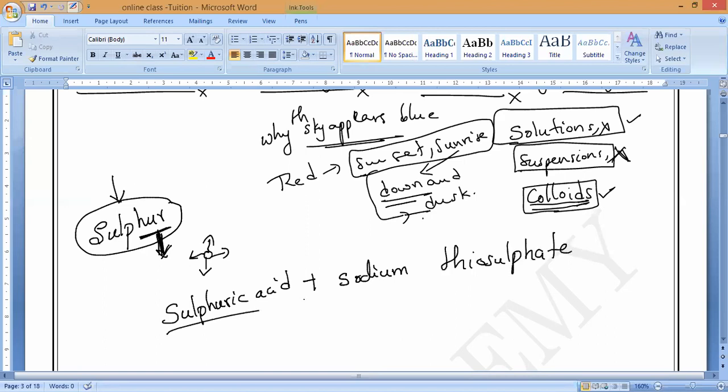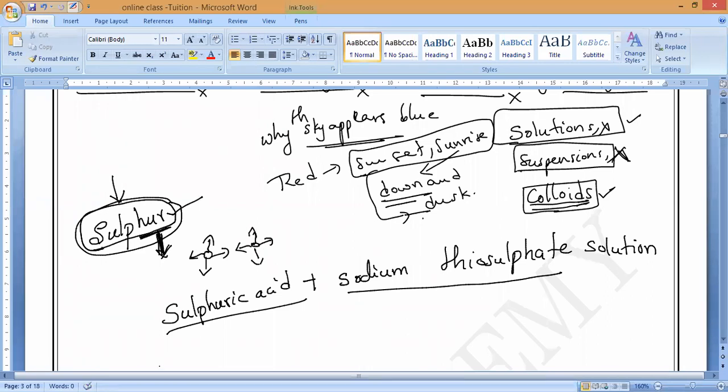So if we mix these two substances, then because of this reaction, it will release the sulfur particles. What will it release? Sulfur particles. Understand? So these sulfur particles only will start scattering the light. That is what we are going to study now. Do you understand? Shall we start? Please respond to me.